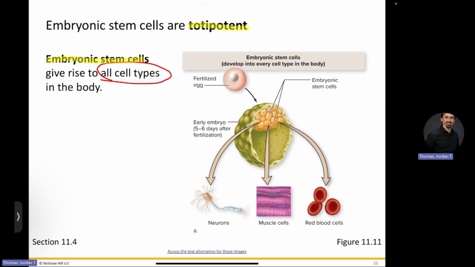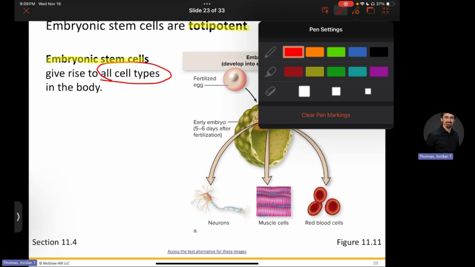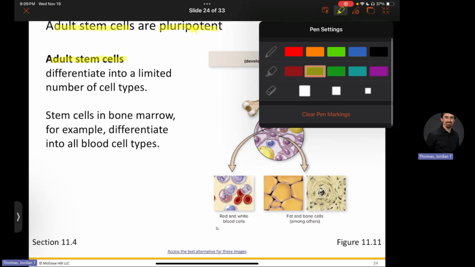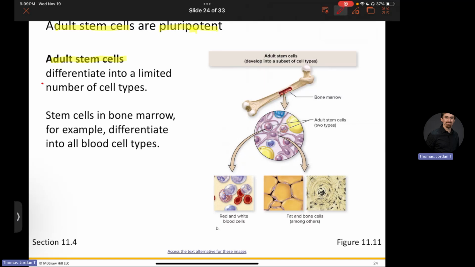We're having a little technical difficulties. There we go. Adult stem cells. Adult stem cells are pluripotent. Adult stem cells only differentiate into a limited number of cell types. So embryonic stem cells can make anything. Adult stem cells only make a couple different cell types.